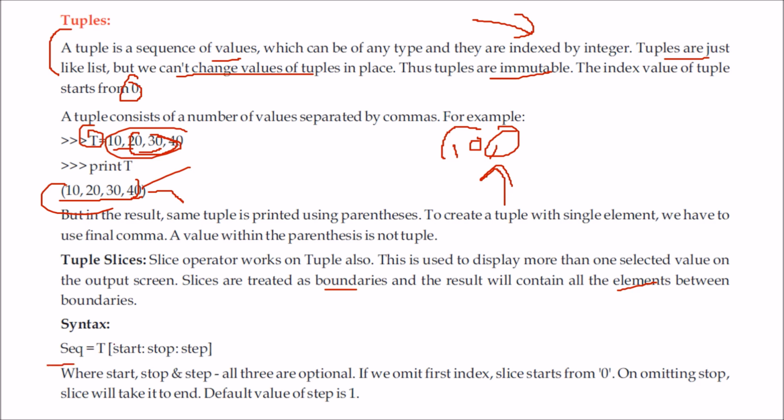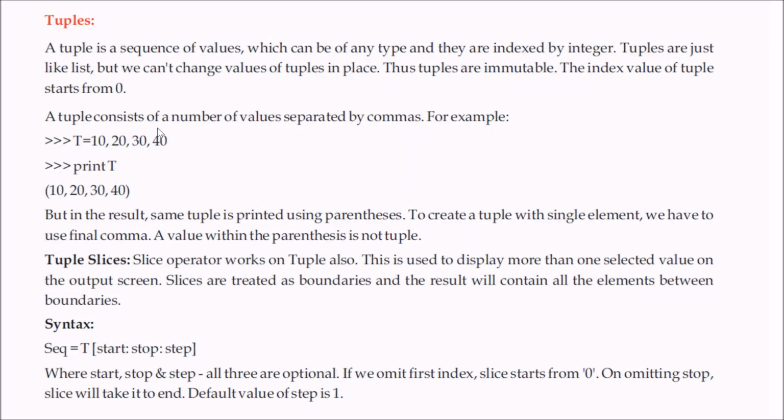For example, this is a sequence. You have start, stop, and step. You can omit any of these if you want, or give them if you want. Start will begin with 0 if you don't give it. Stop will go to the end if you don't give it. Step will take the default value of 1. It will just take you step by step.